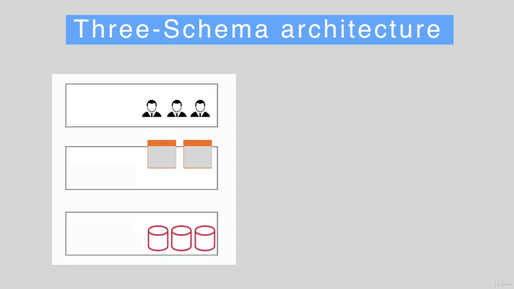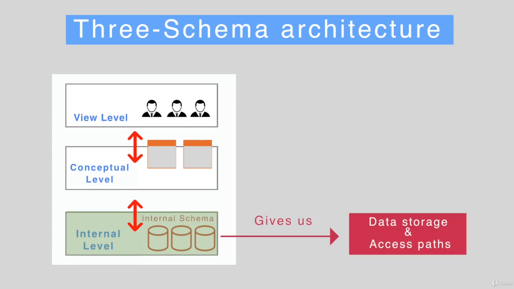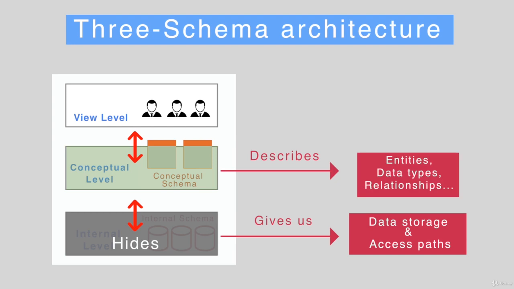3-schema architecture is a tool for visualizing the schema levels in a database system. It has 3 levels: internal, conceptual, and view level. Internal level has an internal schema. It gives us complete details of data storage and access paths for the database. Conceptual level has a conceptual schema. It hides the details of physical storage structures and concentrates on describing entities, data types, relationships, user operations, and constraints.